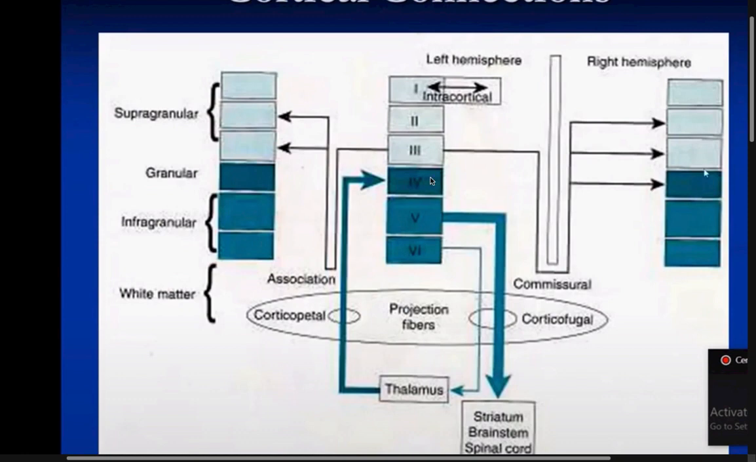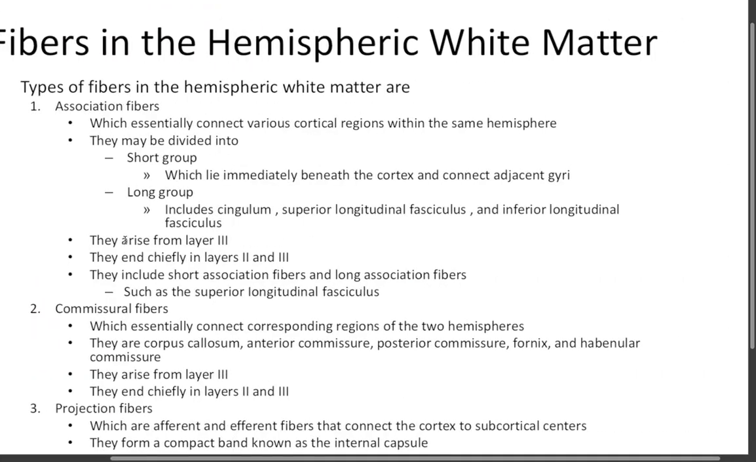All of the fibers, either they are association within the same hemisphere or commissural to another cerebral hemisphere, all of them arise from the 3rd layer, and all of them insert to the 2nd and 3rd layer, sorry, and the doctor says in some cases we'll have a 4th layer. Just know that the 2nd and the 3rd layer are the major insertion, and the 3rd layer is going to be the origination of these fibers. So they arise from the 3rd layer and indeed chiefly in layers 2 and 3, as we have seen.